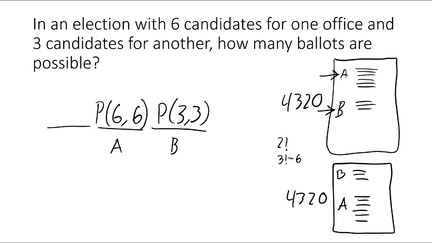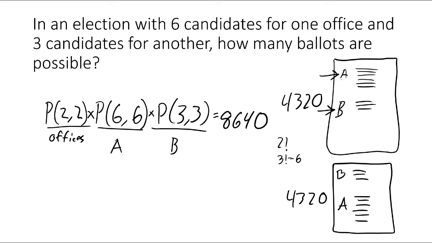So here, we wanted to know the number of ways to rearrange the candidates for A. We wanted to know the number of ways to rearrange the candidates for Office B. We also want to know how to rearrange the offices themselves on the ballot. So we'll have another permutation for that. So there are 2 different offices, and we want to arrange both of them. So permutation 2-2, which is 2. And so then we would multiply all of these together, and we would get our answer, which is 8,640, which again is double 4,320.